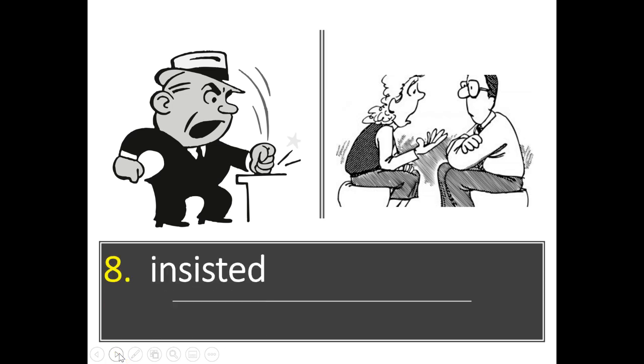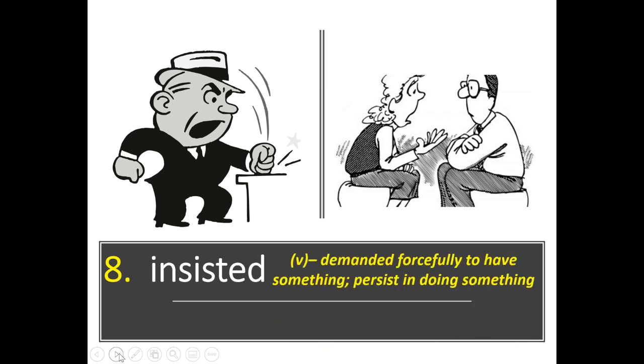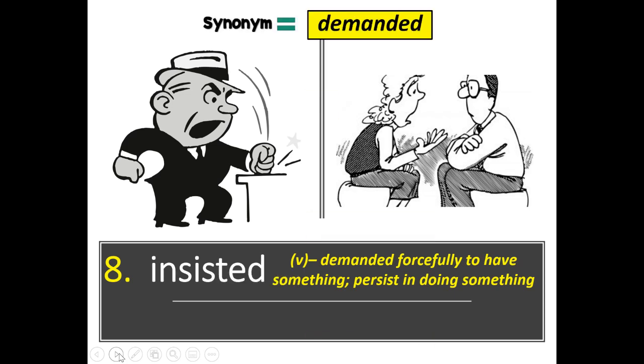Well, they both show insisted. Insist is the root word, insisted. I-N-S-I-S-T-E-D, insisted. Insisted is a verb, it's an action. Demanded forcefully to have something, persist in doing something. Insisted. And a synonym or a word that means the same could be demanded. Demanded. The root word is demand, and the whole word is demanded. Insisted means demanded forcefully to have something, persist in doing something.